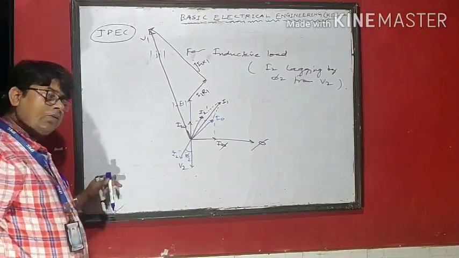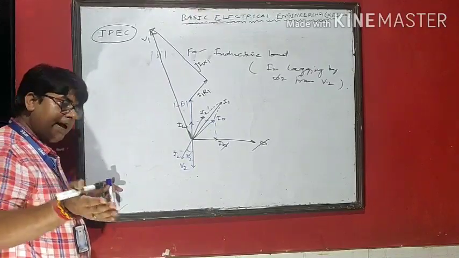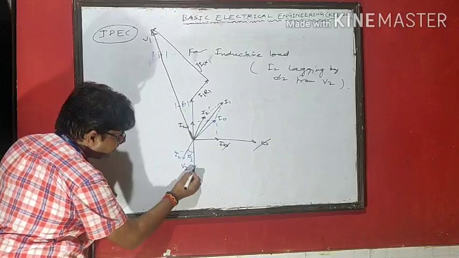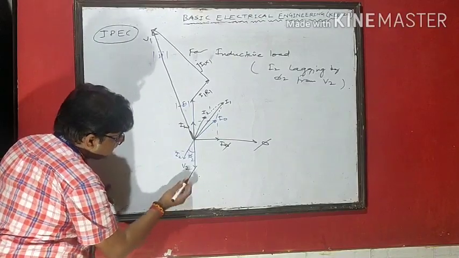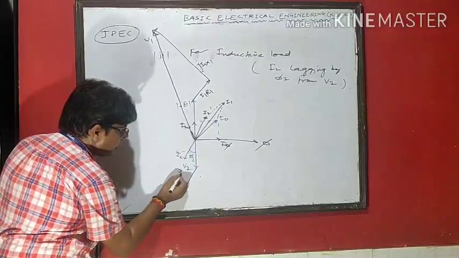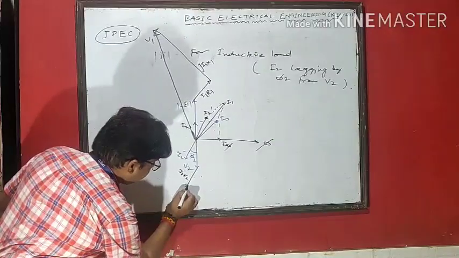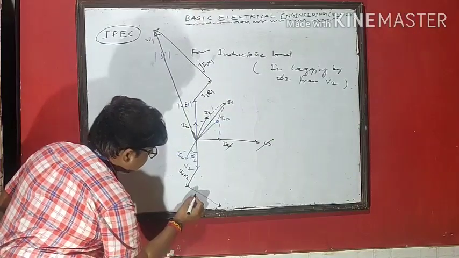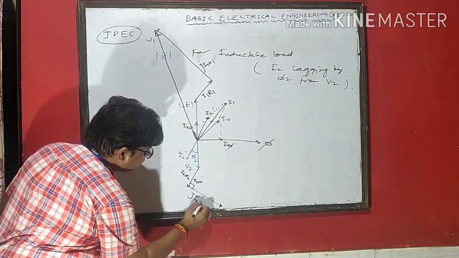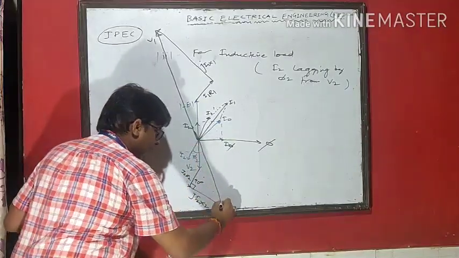So what is I2 R2? The voltage drop across the resistance and I2 are in the same phase. That means here, same phase. So this is your I2 R2. And 90 degrees of this is j I2 X2. So this gives E2.